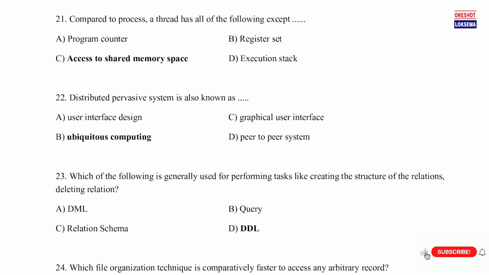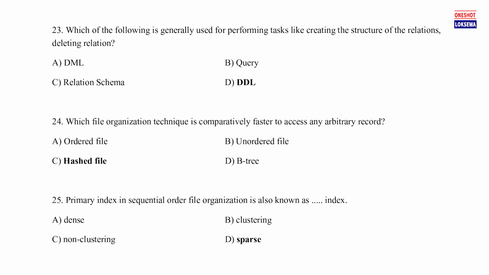23. Which of the following is generally used for performing tasks like creating the structure of the relations, deleting relation? A. DML. B. Query. C. Relation schema. D. DDL. 24. Which file organization technique is comparatively faster to access any arbitrary record? A. Ordered file. B. Unordered file. C. Hashed file. D. B-tree.